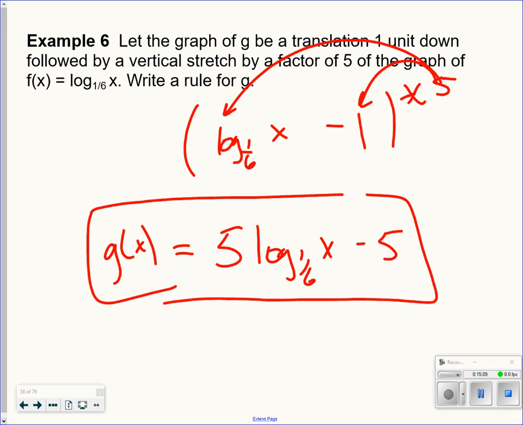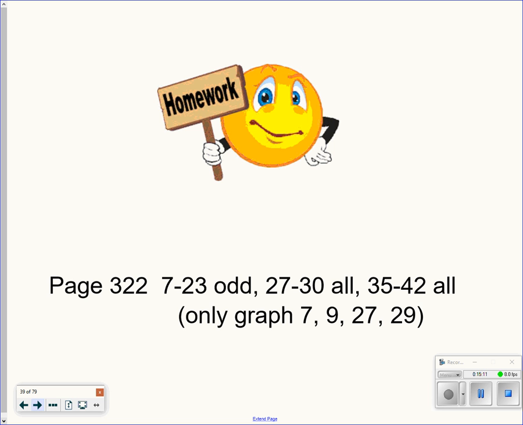Your homework assignment tonight is out of the book. I only want you to graph a couple of these. Again, the graphs are not the biggest portion of this. It's more about being able to do the transformation correctly. So again, there's a section in there that's all, so please check your Google Classroom for some of the answers for the all questions. And if you have any questions, make sure you talk to your teacher, and good luck.